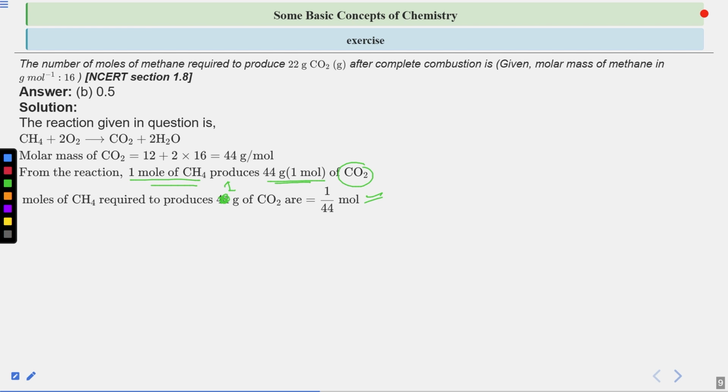So are you getting this point? From the reaction, it is very clear that 1 mole of methane is producing 1 mole of CO2, or you can also say 44 gram of CO2. Then what is the moles of methane required to produce 1 gram of CO2? It will be 1 by 44. Is this point clear to you?